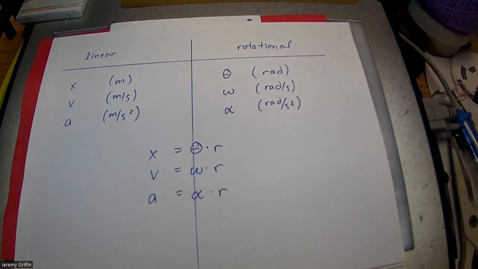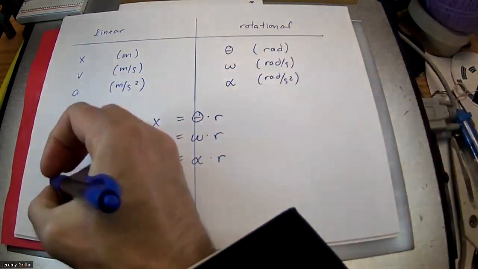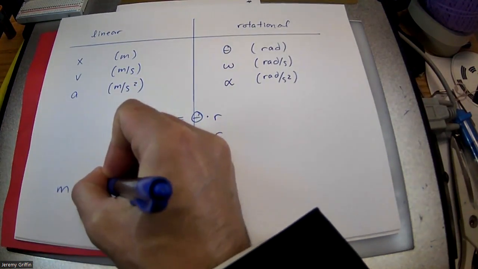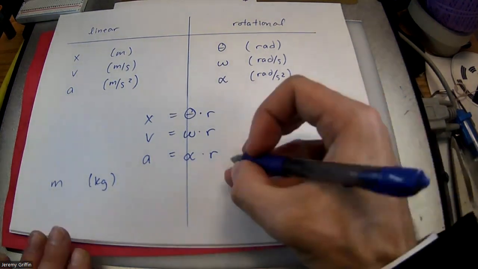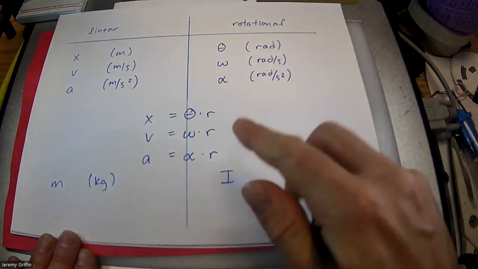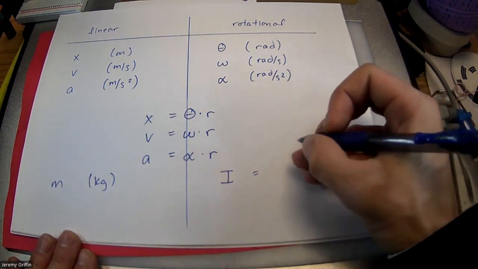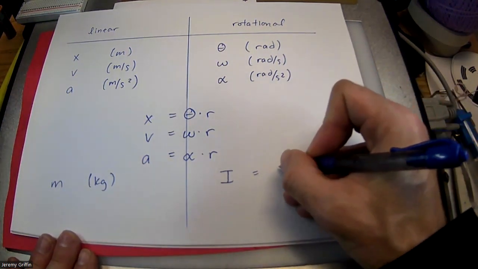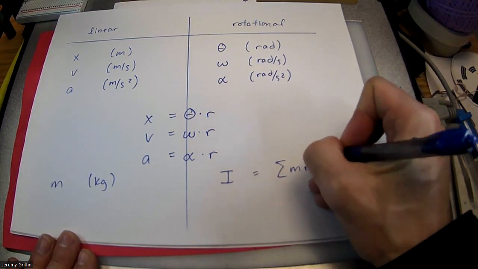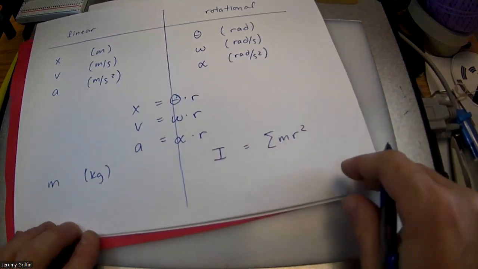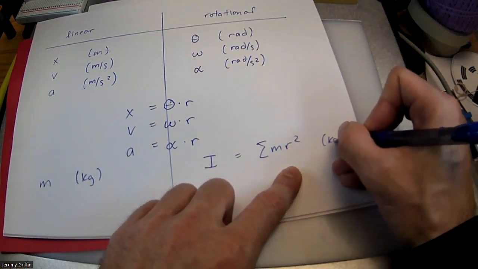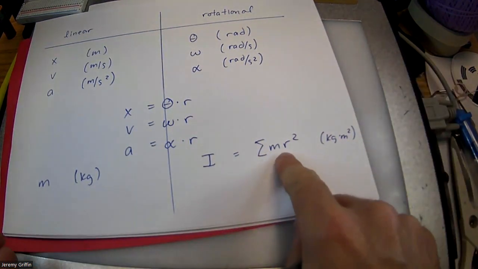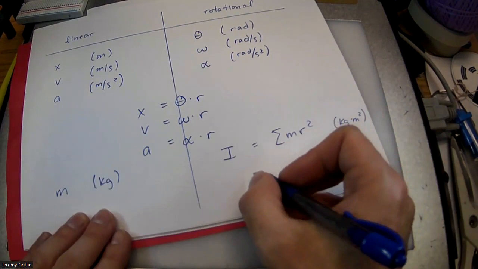Now let's move on to some dynamics stuff. In linear, you remember mass was measured in kilograms. What's the rotational analog to mass? It's rotational inertia, which is the sum of m r squared, in kilogram meter squared. For a single point, it would be m r squared, and the sigma means if you have multiple points.